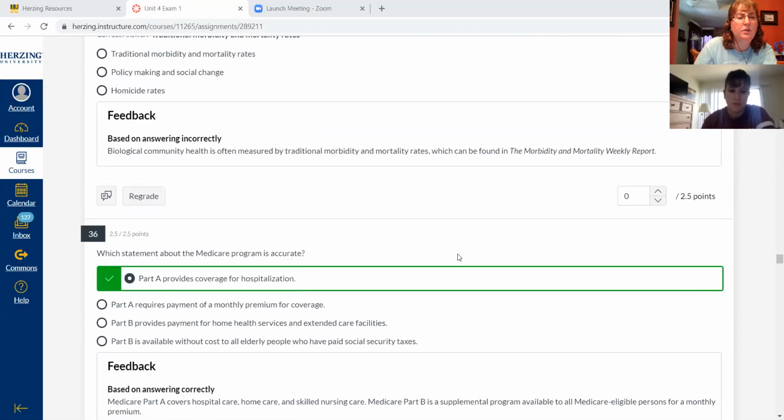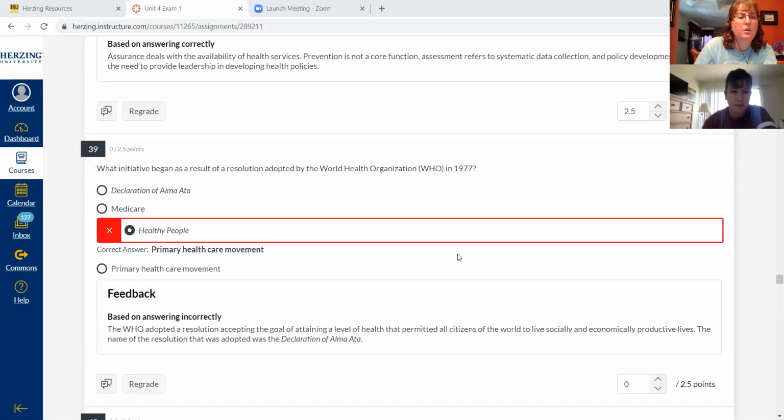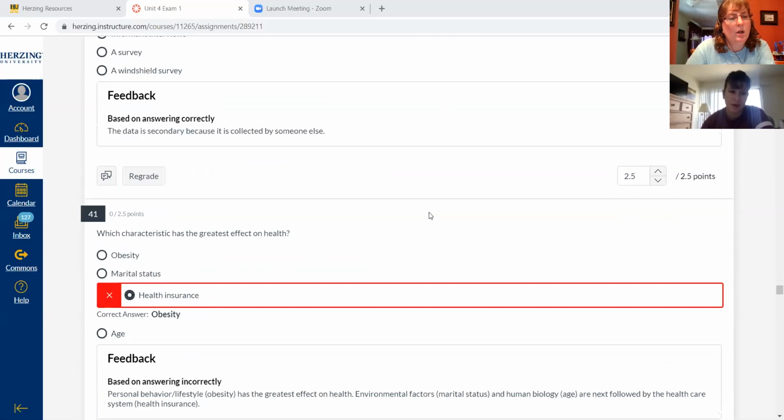Let's see. What initiative began as a result of a resolution adopted by the World Health Organization in 1977? That one. So the primary health care movement. Yeah, some of these are just stupid, because why would you ask this? So don't worry about that. That's okay. How about this one?